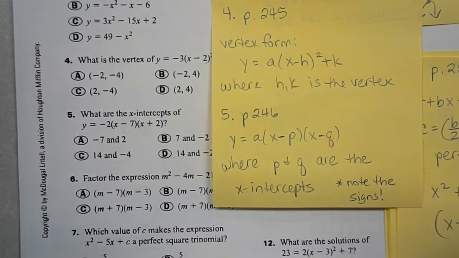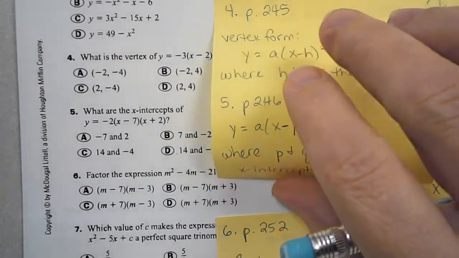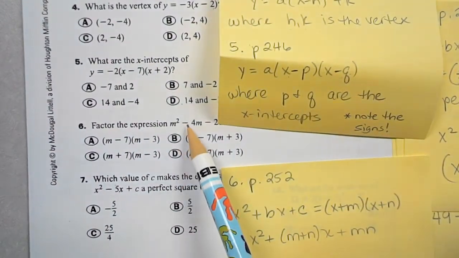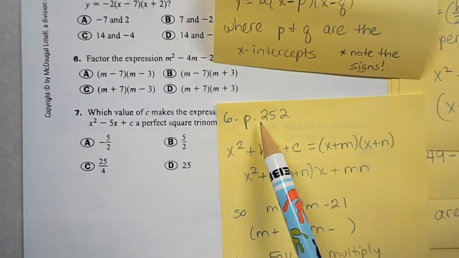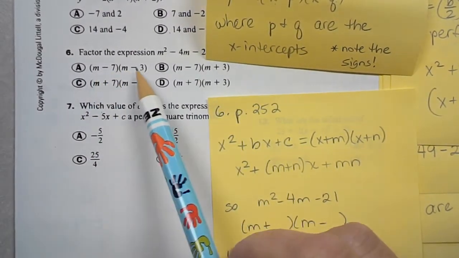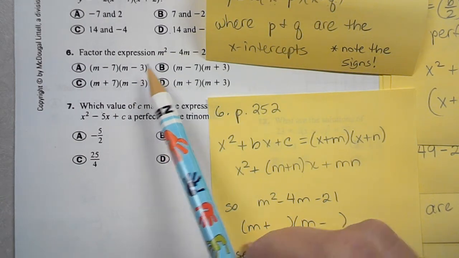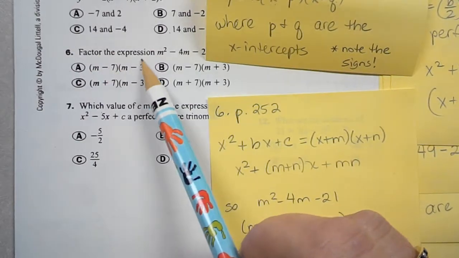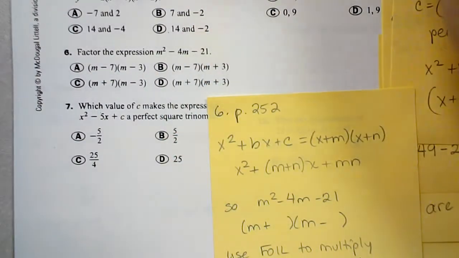Let's look at number 6. It asks you to factor this expression. And when you factor this expression, on page 252, it explains that you want to make it so that when you add these two together using your FOIL method, you're going to need to get the correct sign. When you multiply these two together, you're going to also need to get the correct sign.